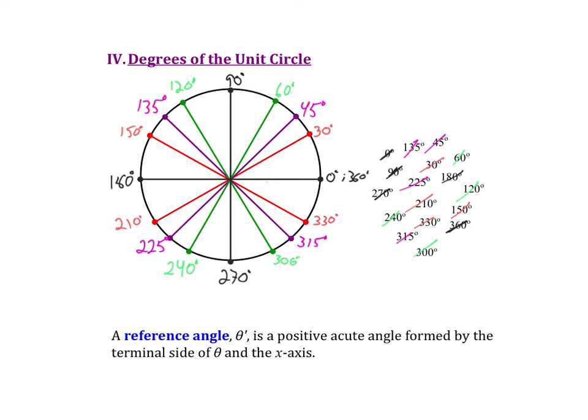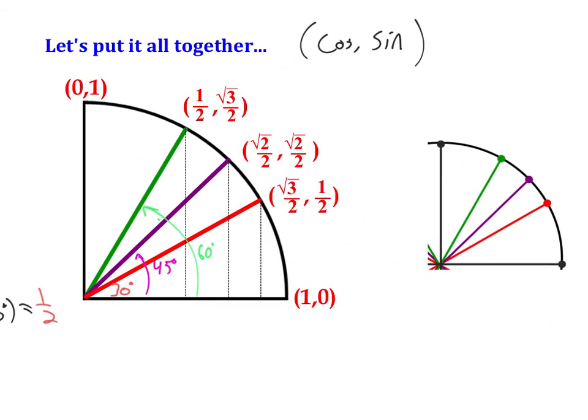Once you have the angle measures, you can go through and assign what we already know to be the cosine and sine values from that first quadrant. You can assign those to each angle measure. And what we're going to see is these values just kind of repeat over and over. All of the red angles will be radical 3 over 2, comma 1/2. All of the purples will be radical 2 over 2, comma radical 2 over 2. All of the greens will be 1/2, comma radical 3 over 2. The only thing that's going to change is positives versus negatives. That's it.